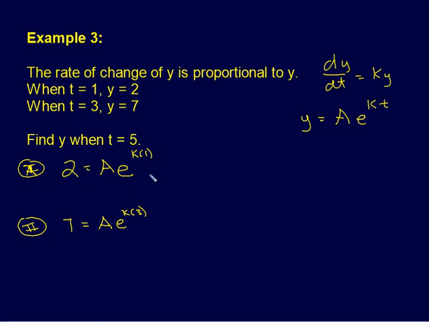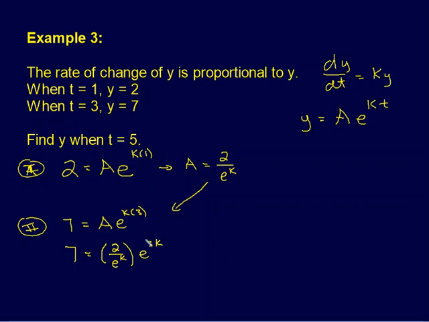So what I like to do is take one of them, solve for the capital A, and then substitute into the other one. So let's take the first one again. If I divide by e to the k, it would read A equals 2 over e to the k. And we can now substitute that into the other one. So we're going to go like this: 7 equals, and now I'm going to bring 2 over e to the k times e to the 3k.